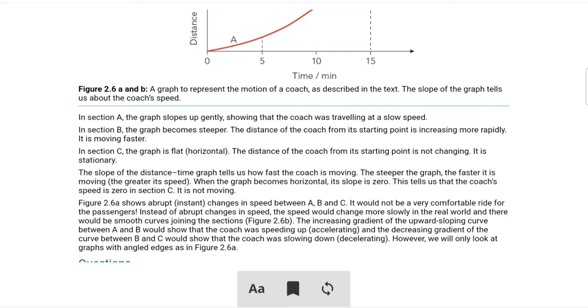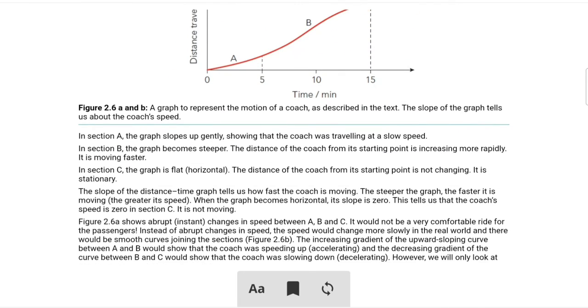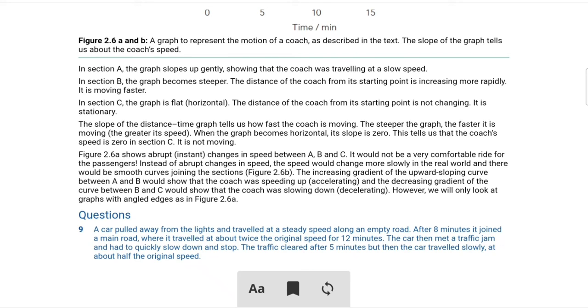Okay. So now we can explain an object in three ways. Using the slope of the object, we can analyze whether it is in increasing speed or decreasing speed. If it is steeper, it is having a higher speed. The slope of the distance time graph tells us how fast a coach is moving. The slope will give you the speed, and the steeper the graph, the faster it is moving and the greater its speed. When the graph becomes horizontal, the slope is 0.